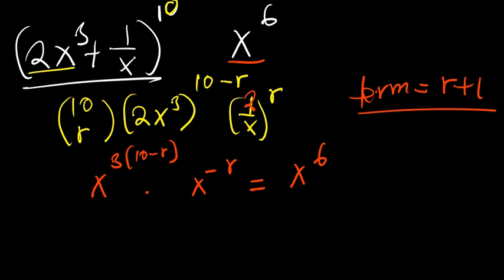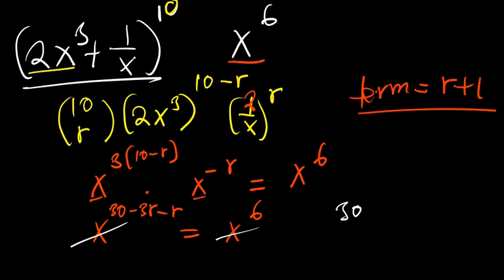Now if you are multiplying and the bases are the same, we add the powers, and that becomes x to the power 3 times 10, which is 30, minus 3r, plus negative r, should be equal to x to the power 6. You are equating these and the bases are the same, so you cancel the bases and equate the powers to each other. Because I'm not able to see you, it will be easy for you just to ask rather than raising your hand.